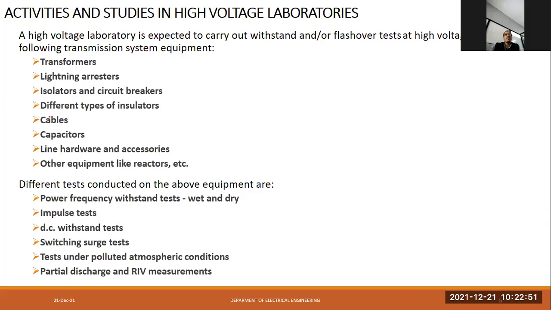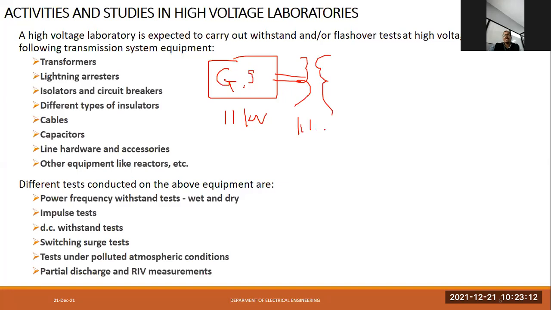As everyone knows, the transformer is used here. Suppose this is a generating station, generating around 11 kV. If we want to transport power at around 400 kV, what needs to be done? It has to be connected with a transformer. This transformer will convert that 11 kV to 400 kV, so it is a step up transformer.